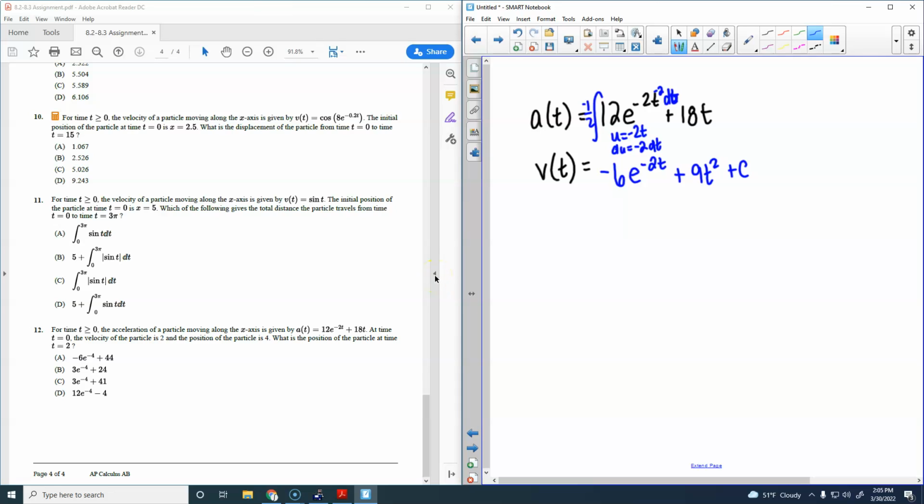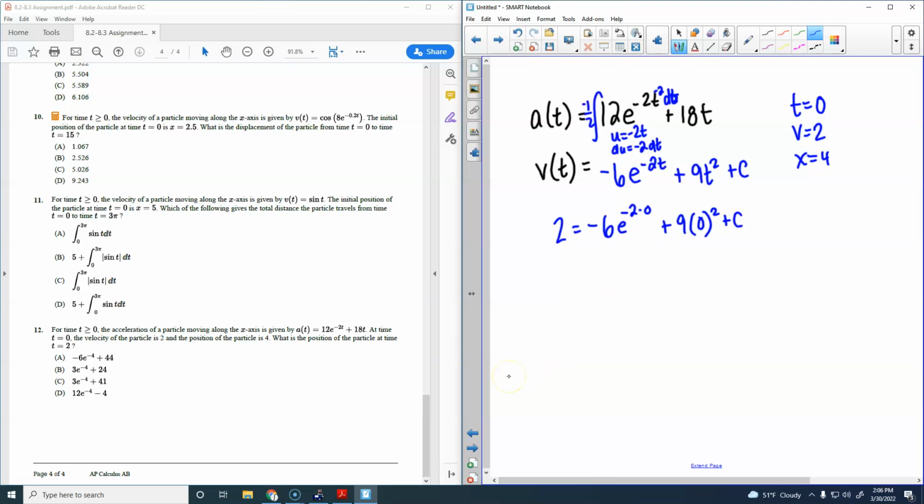Let me make sure I'm right up to this point. Yes, okay. So we want to now plug in our information. We know at t equals 0, velocity is 2, and the position is 4. So we're using 0 and 2 right now because we've got our velocity equation. So 2 equals negative 6e to the negative 2 times 0 plus 9 times 0 squared plus c.